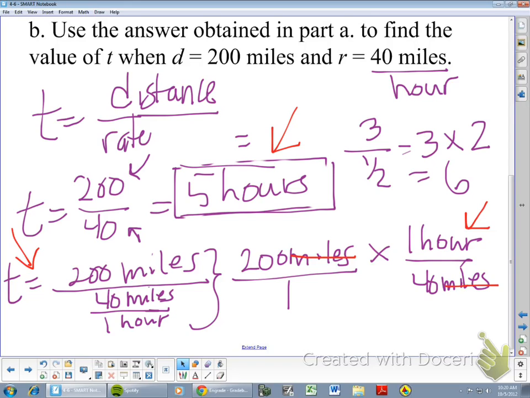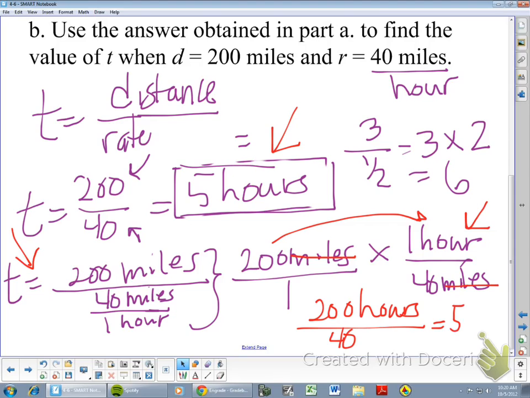So we have 200 miles, with the miles canceled with the miles in the denominator. So I have 200 times 1 hour, which would be 200 hours. On the bottom, I have 1 times 40. I have no unit in the bottom left, so I just have 40. And if I do out this division, 200 divided by 40 is that 5 hours that I got above.